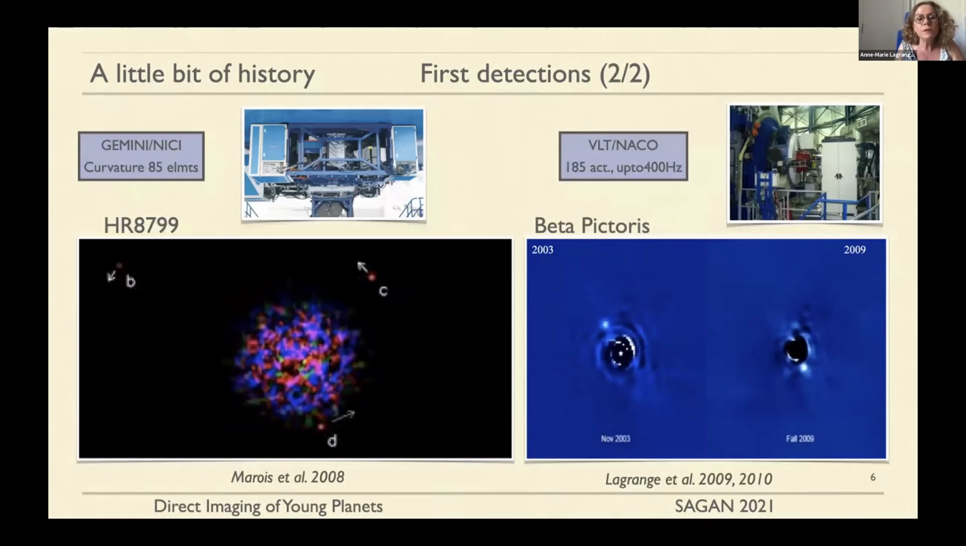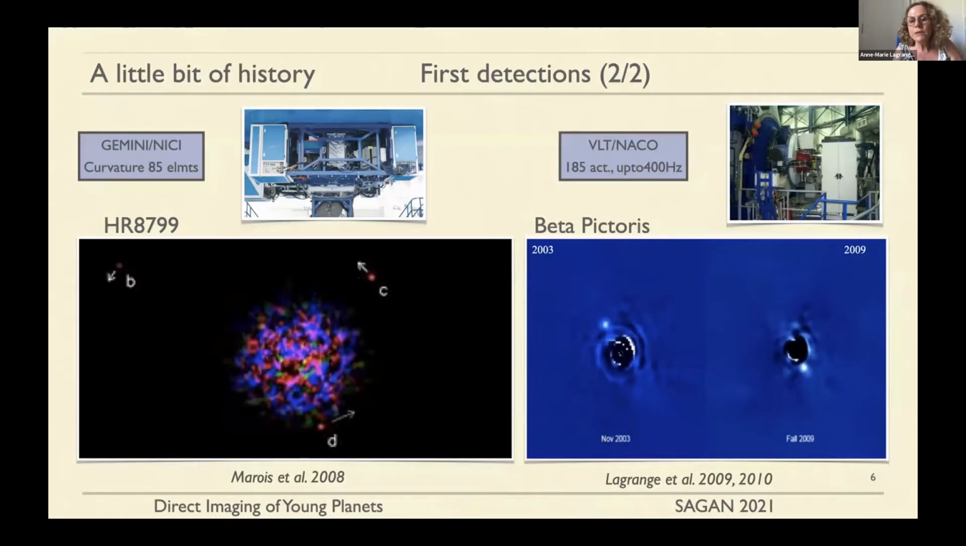The next step was back in the 2010-ish with the first image of a planetary system around HR 8799, with the companion B at 60 astronomical units, 40 for companion C, and 24 for companion D in projected separation to the star.